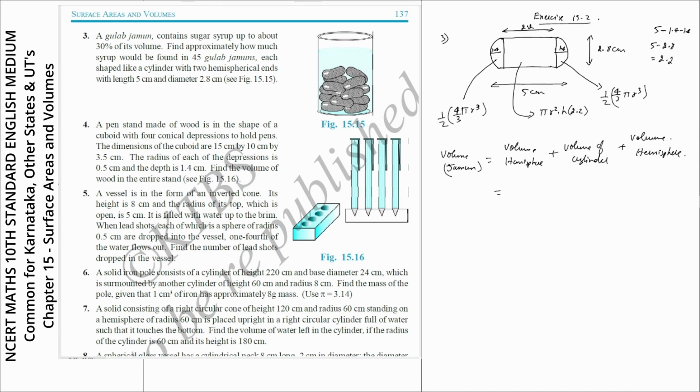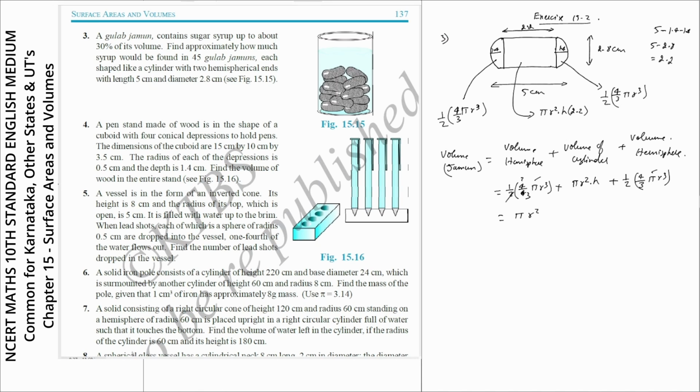So volume of first hemisphere is 1 by 2 into 4 by 3 pi r cube, plus volume of cylinder is pi r square into h, plus volume of another hemisphere is 1 by 2 into 4 by 3 pi r cube. Now in all the three, what all the common factors that I can take? I can take pi common factor, and also I can take r square as common factor.